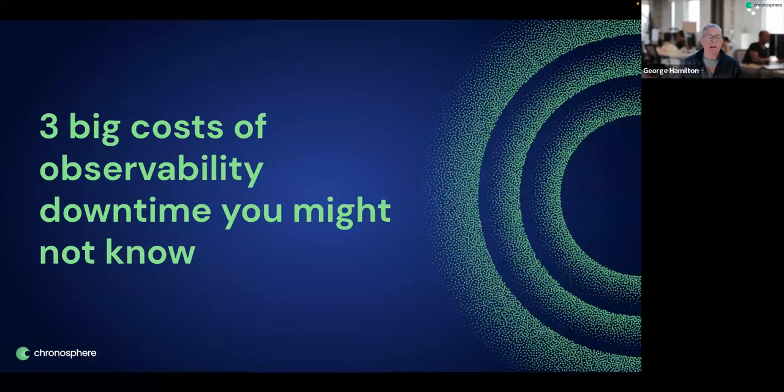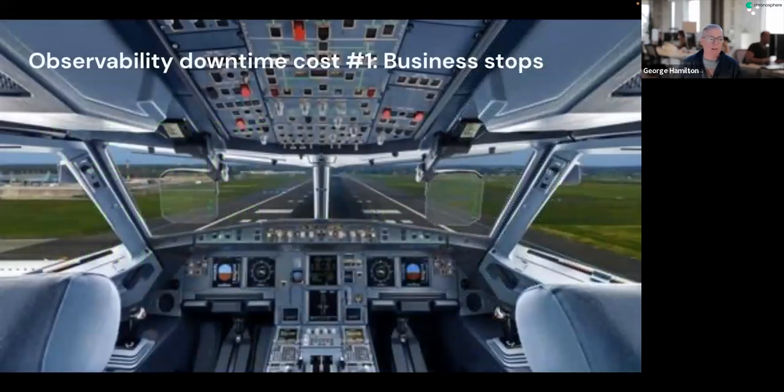So getting to the meat of the matter here, what are the 3 big costs that you should be aware of, that you are likely going to have to communicate upward after the fact, that you may not be thinking about when observability is unavailable or performing poorly? And the first thing is that the business generally stops. When your observability doesn't function, even if my apps are up, I can't do anything.